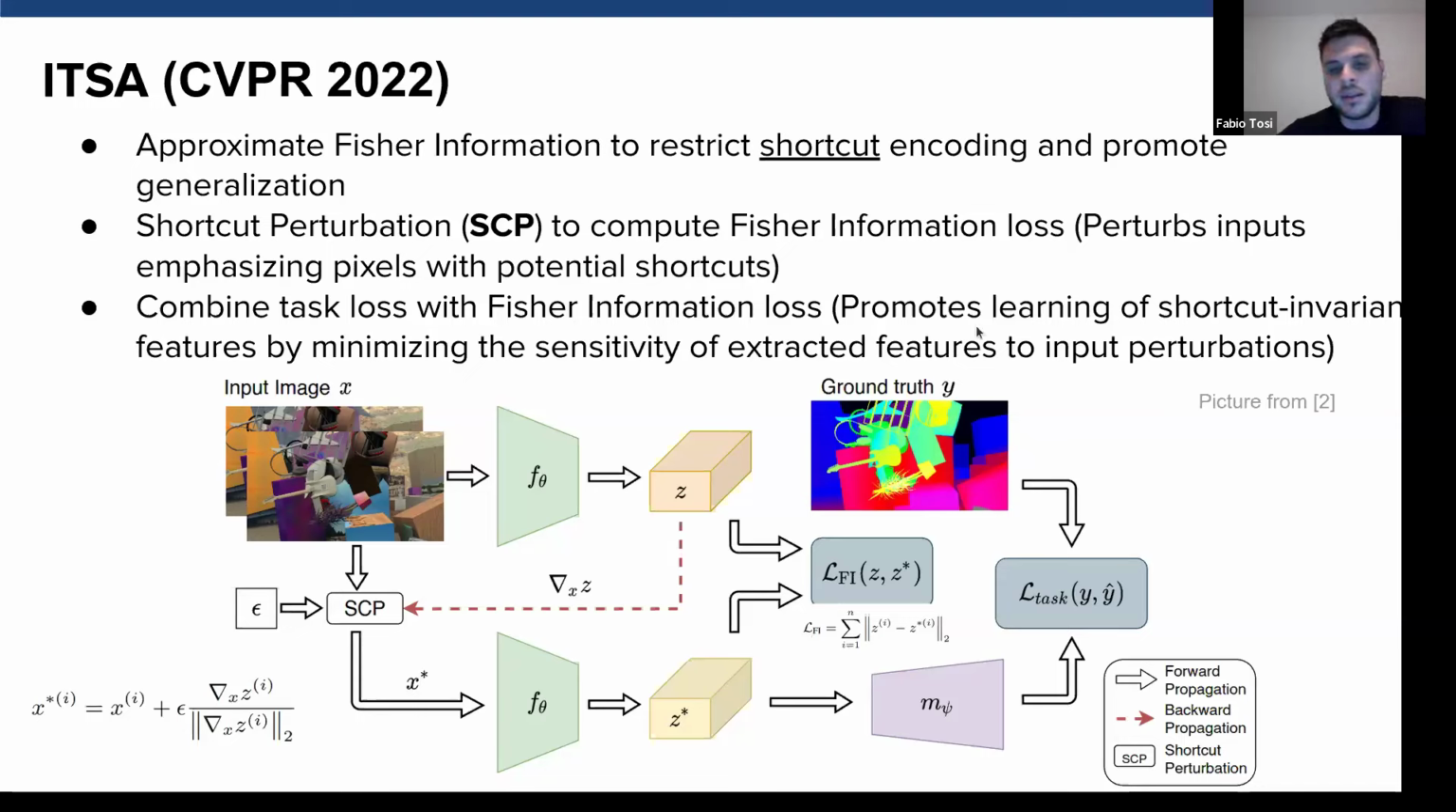And then the entire network, also in this case they use several 3D architectures to prove their approach, is trained using a combination of the standard smooth L1 loss, so the smooth L1 between the estimated disparity and the ground truth disparity, and the approximation of the Fisher information loss based on this shortcut perturbation technique.